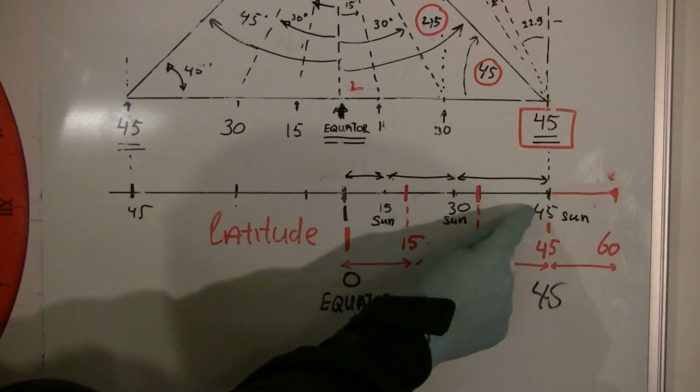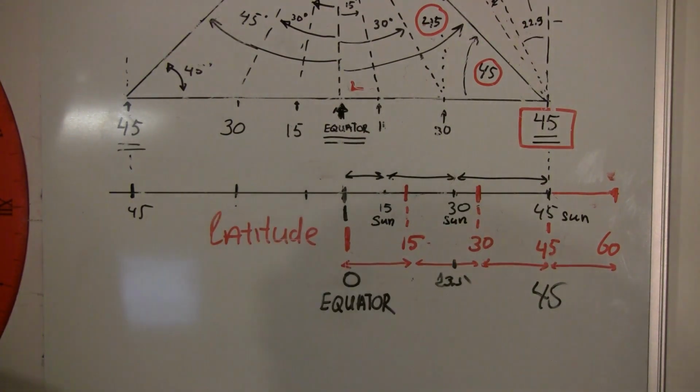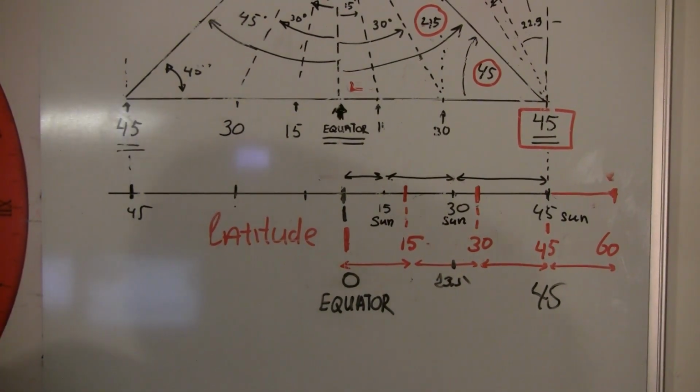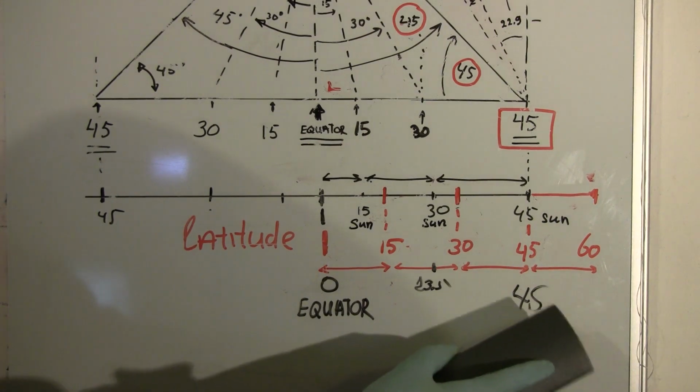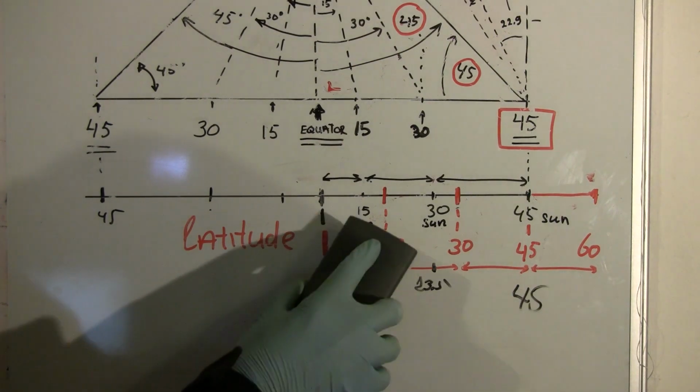So at 45 degree, if we are on the latitude 45 degree, if the sun is at the equator, we measure an angle of 45 degrees. This is very important. We know the importance of the 45 degrees. This is the latitude.